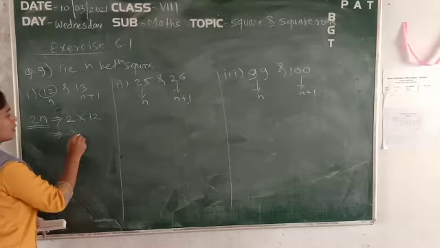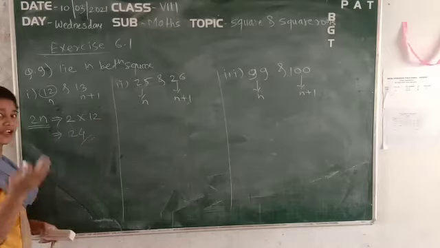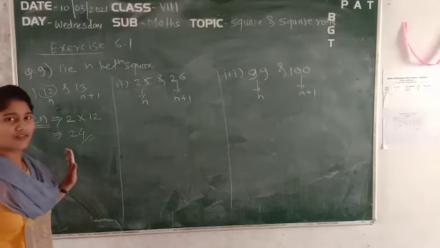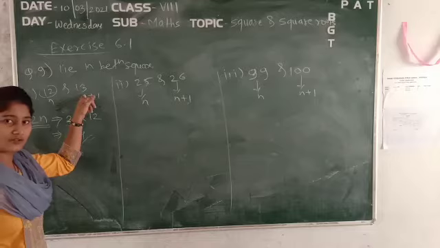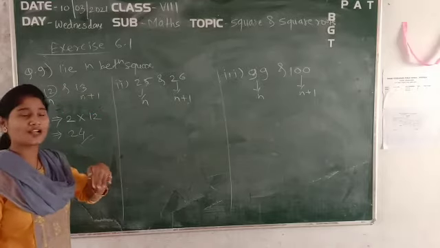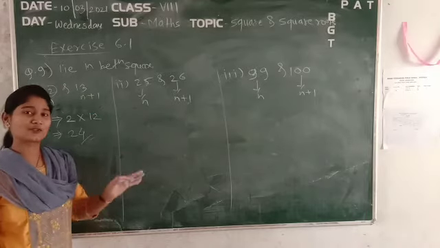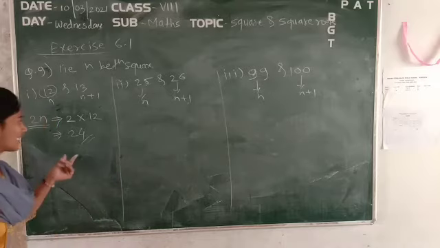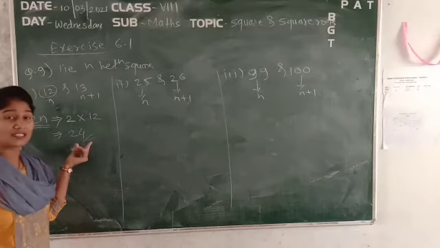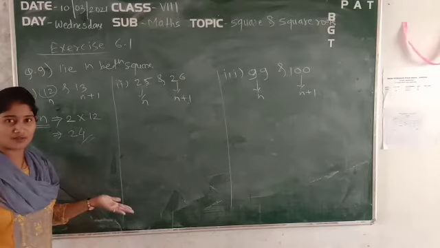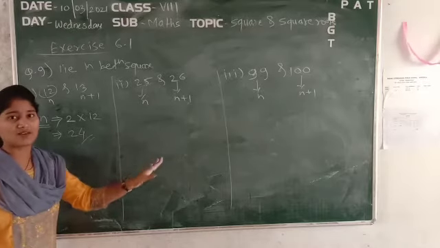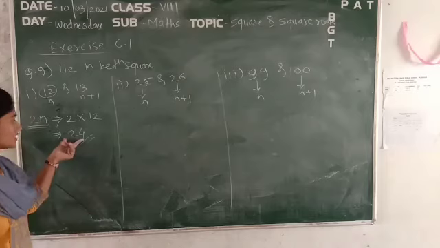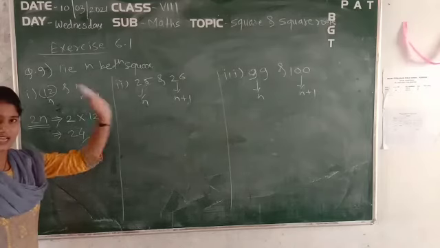So 12 times 2 is 24. Just for your convenience, you can count by taking the square of 12 and the square of 13, and then find how many numbers are between them. You will obviously get the answer 24. But see, 24 numbers we have to count. Is it a joke to count all these numbers by calculation? No. That's why this is a simple formula that you can follow for any numbers.